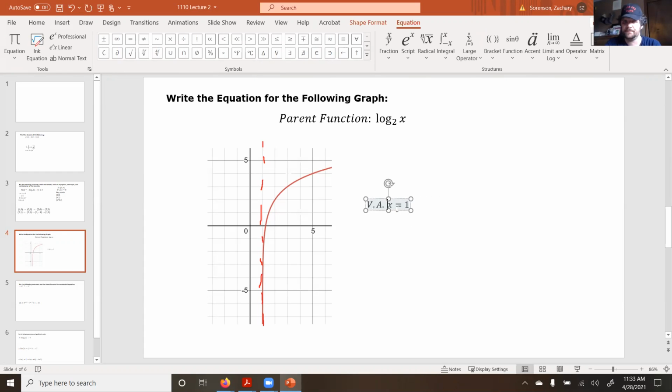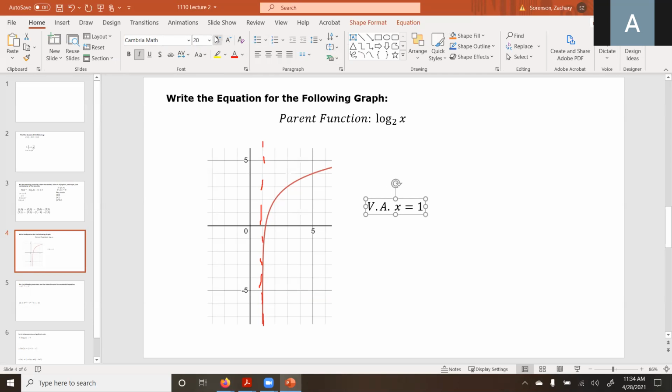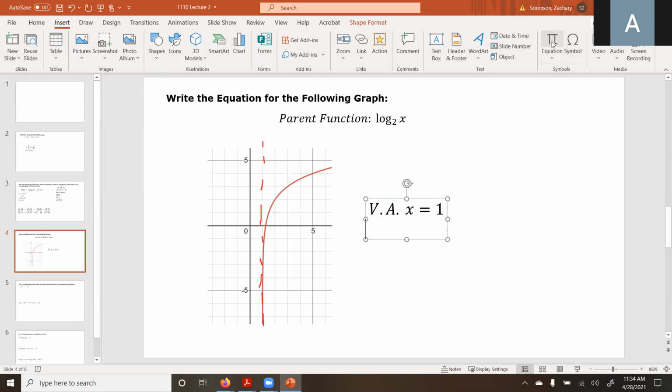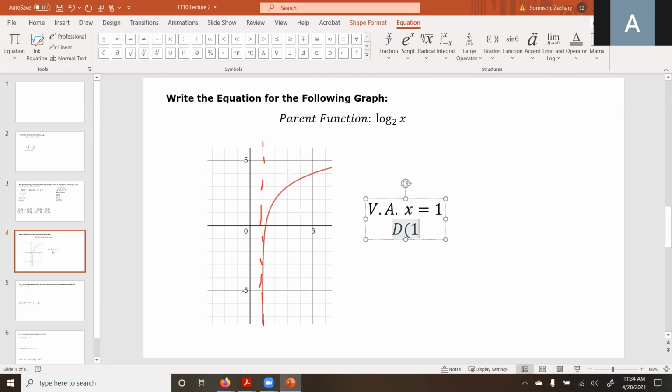What else? If your vertical asymptote is x equals 1, then your domain is 1 to positive infinity. What else?